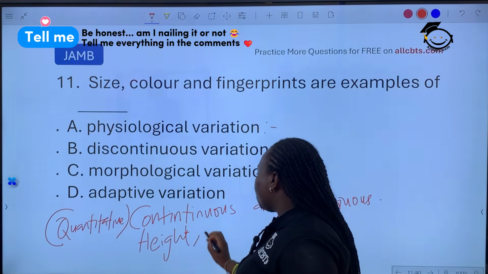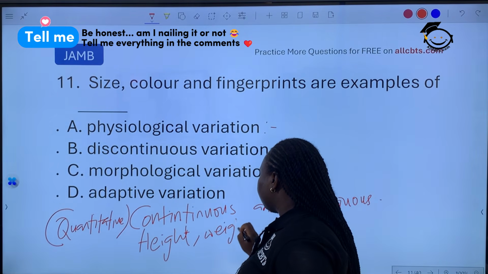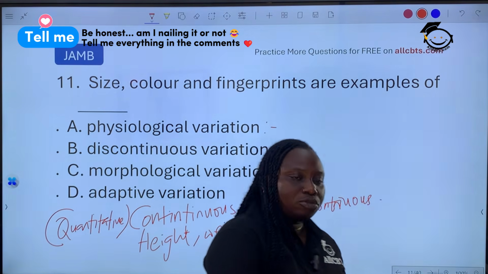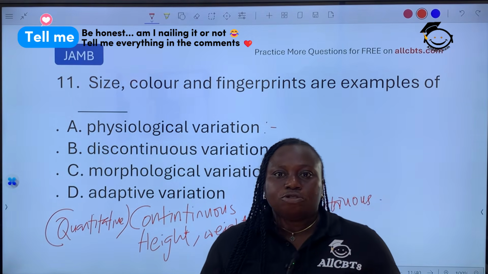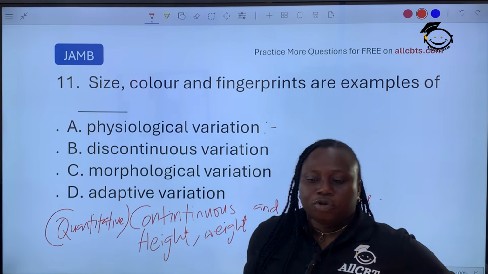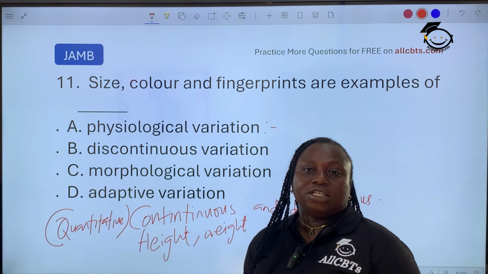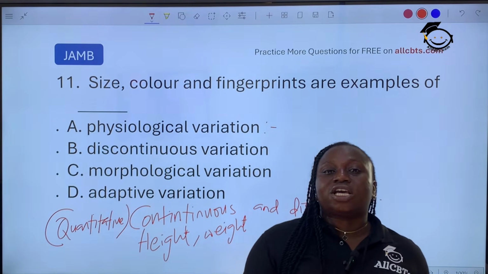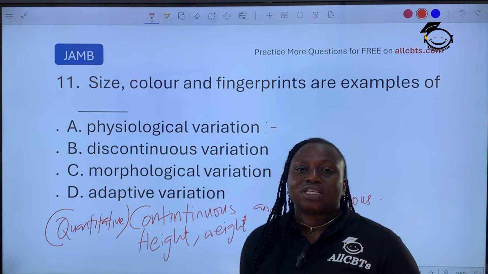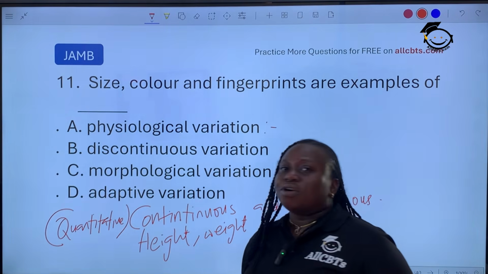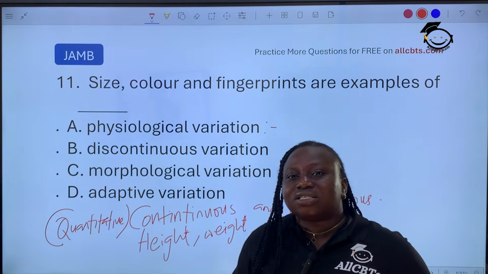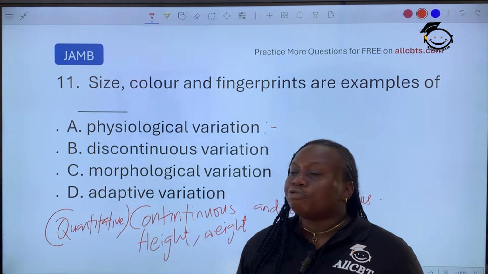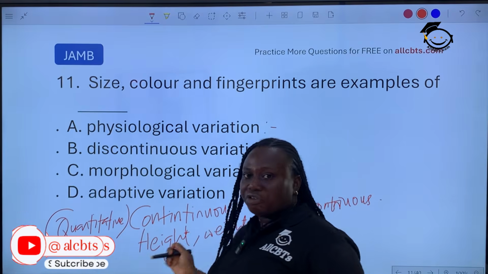Another thing we have is weight. It's not as if you are slim or you are fat. No. In Nigeria, in this country, we use the kg scale. You can be 40 kg, you can be 45 kg, you can be 70 kg. So it is also quantitative. So when you see that these particular characteristics are quantitative, they fall in a spectrum of categories. We're talking about continuous variation.